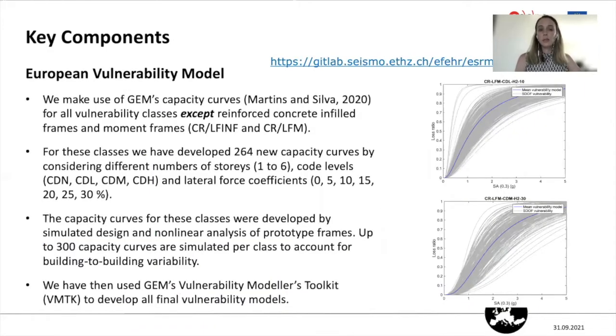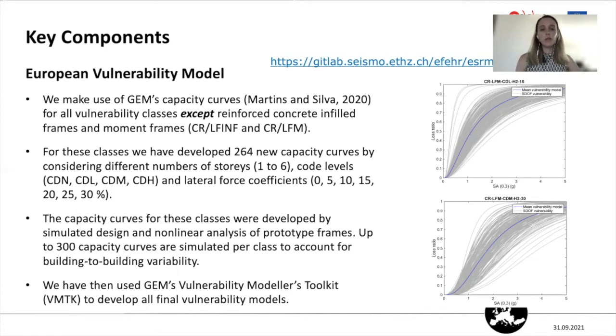For what concerns European vulnerability models, we have built upon the work that GEM, the Global Earthquake Model, has undertaken to calculate capacity curves for a very large number of different building classes across the world. We've used many of those capacity curves for wood buildings, for steel buildings, for unreinforced masonry buildings.